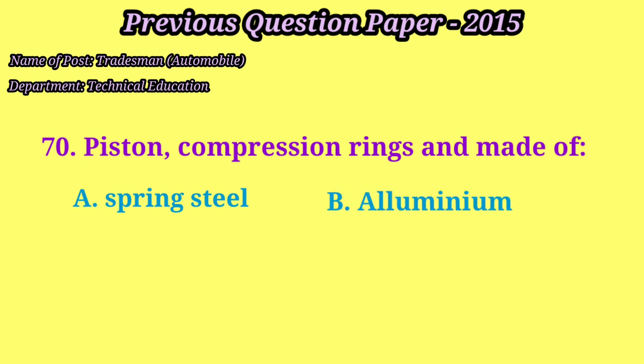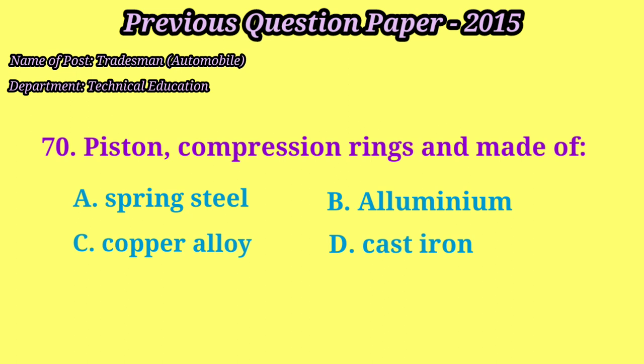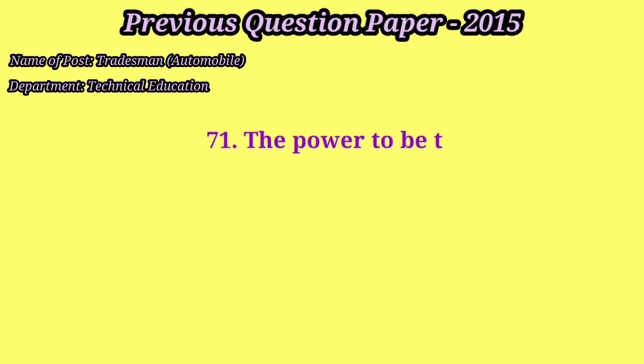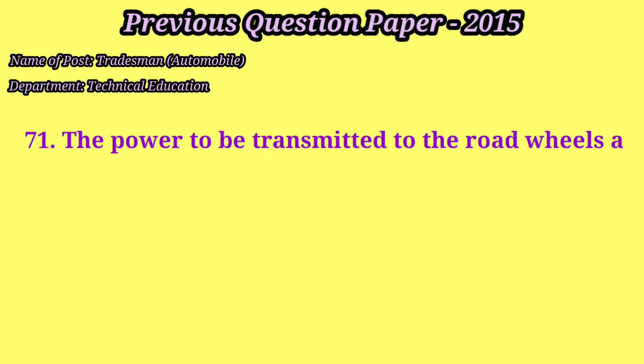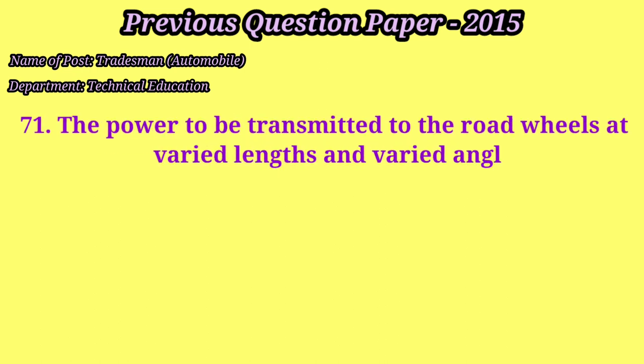70. Piston compression rings are made of A. Spring steel. B. Aluminium. C. Copper alloy. D. Cast iron. Answer. Cast iron.